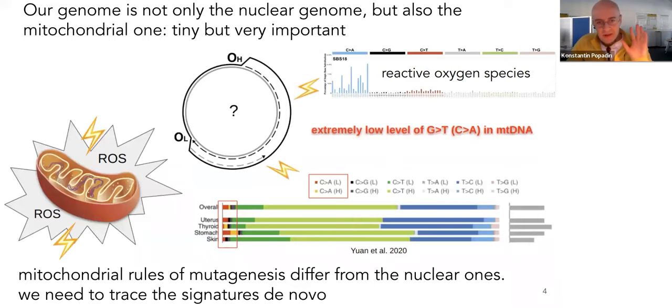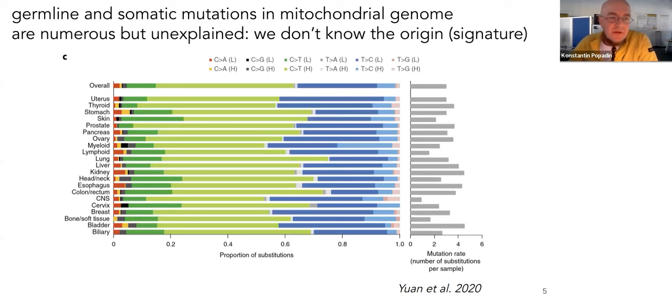So let's have a look at all mitochondrial mutation spectra in different types of cancer. This is the same paper by Yan et al. So we didn't see a strong effect of reactive oxygen species. Yes, so red and yellow, which are C2A on the light and heavy chain, contribute a little bit to the total mutation spectrum. But we can have additional expectations.